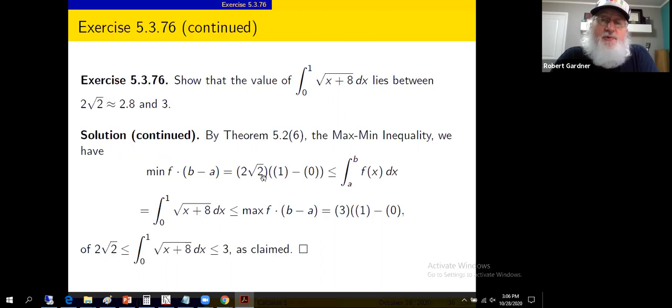And we get 2 times the square root of 2 is less than or equal to the value of the integral. Here's the integral written with the function f, and that's less than or equal to the maximum. And we saw on the previous slide the maximum was 3. B minus a is still 1 minus 0. That is, we've got 2 times the square root of 2 less than or equal to the integral they gave us, less than or equal to 3 over here on the right. And that's what they ask us to show. 2 times the square root of 2 is less than or equal to the integral, which is less than or equal to 3. So if I can find maxes and mins, I can put bounds on what the integral is.